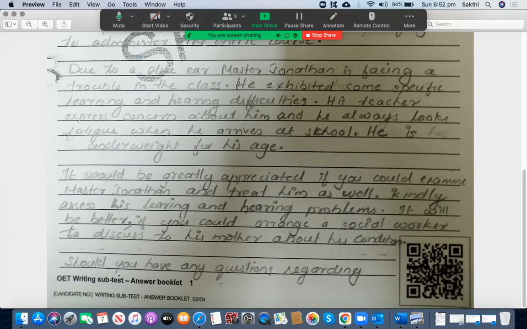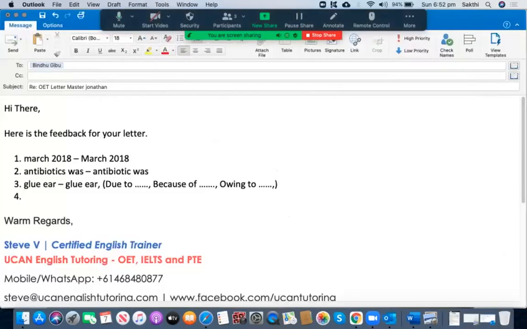Master Jonathan is facing a trouble in the class. He exhibited some specific learning and hearing difficulties. His teacher expressed concern. That's wrong. Why? Because his teacher comes under the third form of the singular noun, which means it must be he, she, or it.